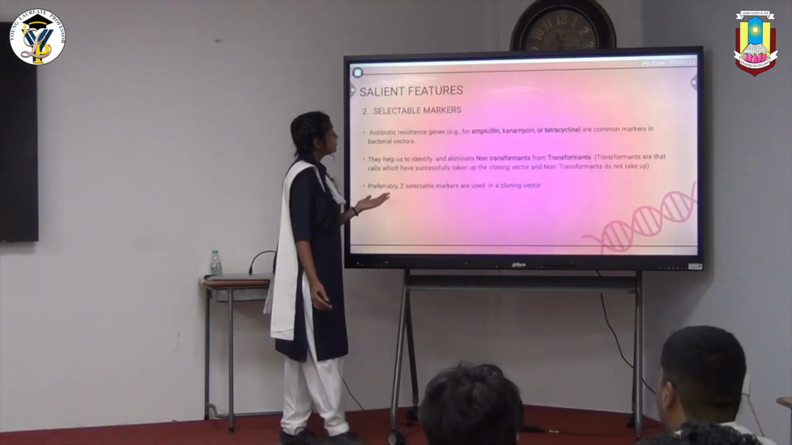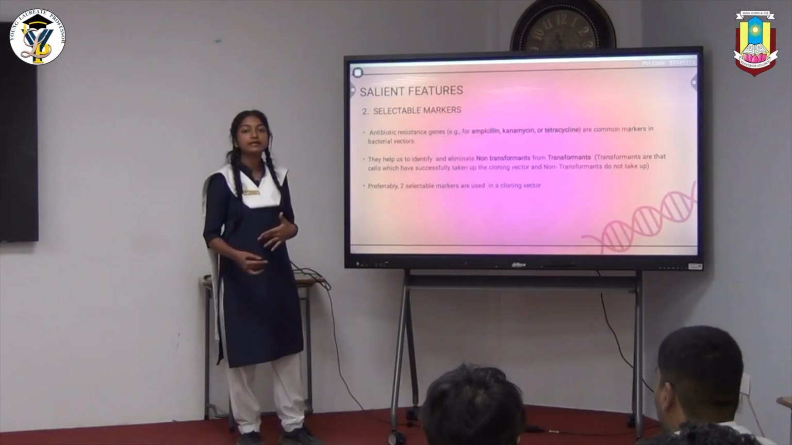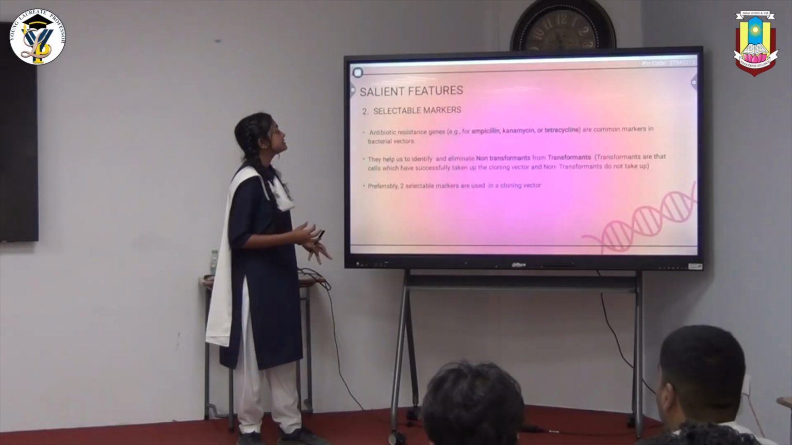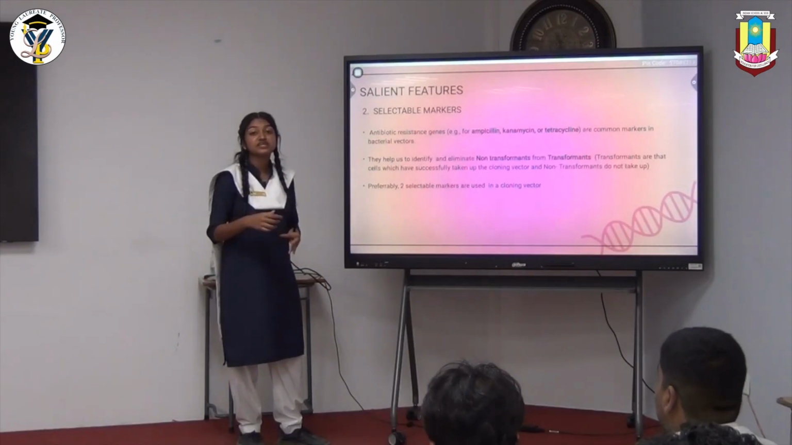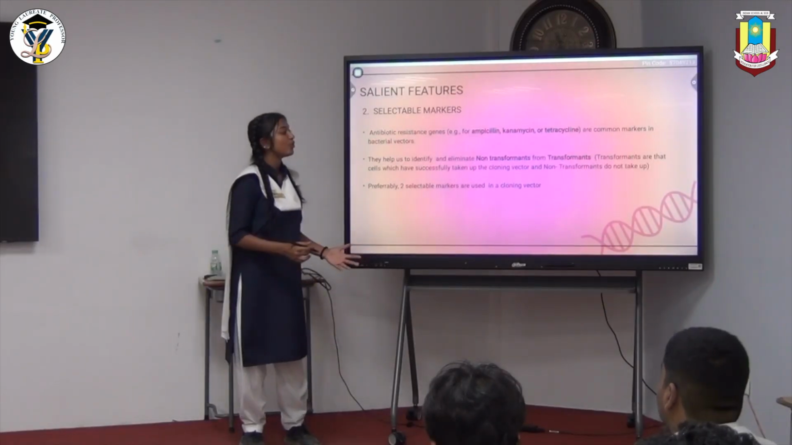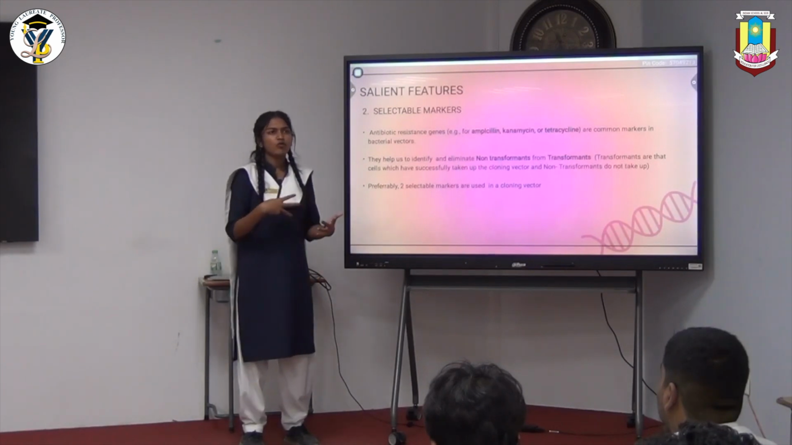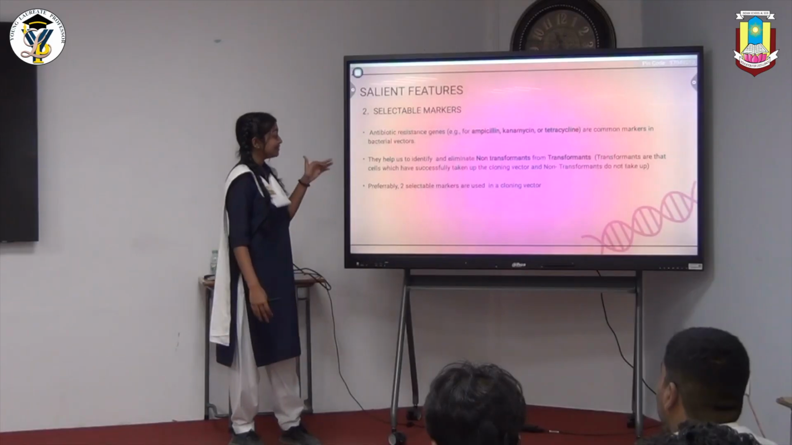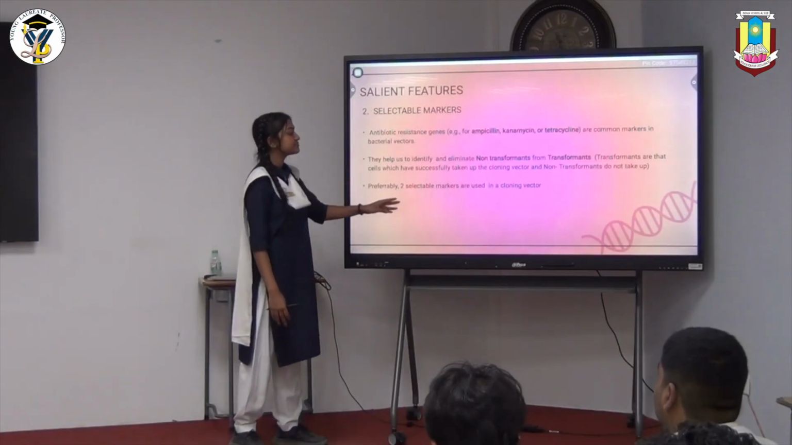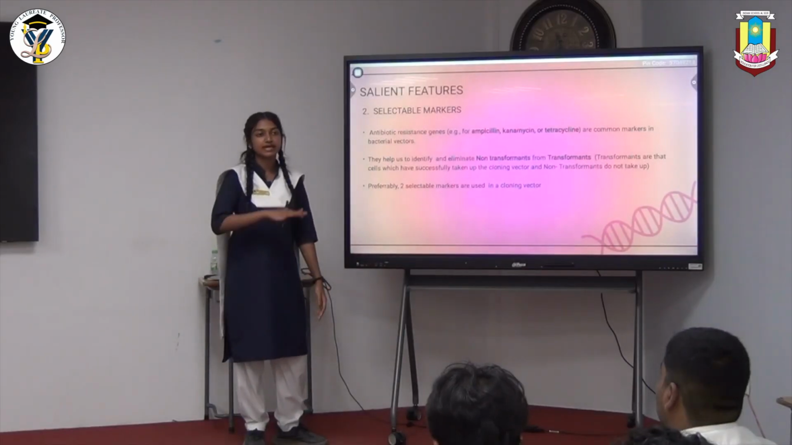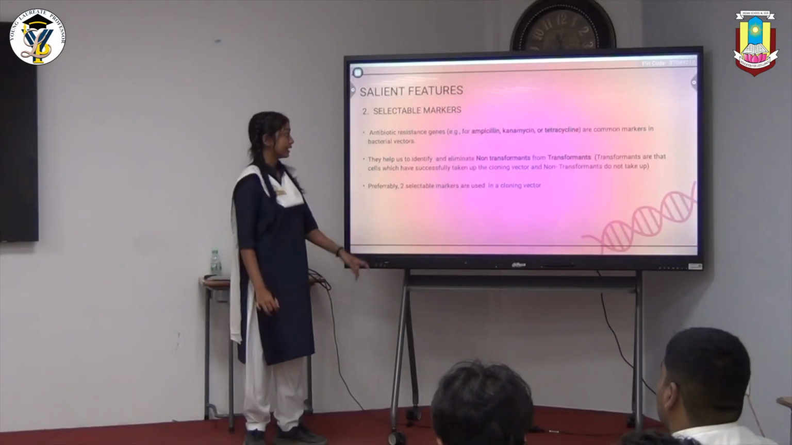The next salient feature that we will be discussing is selectable markers. Now, selectable markers are these specific genes which help us to identify between non-transformants and transformants. Now, what are non-transformants and transformants? Transformants are cells which have successfully taken up the cloning vector, and non-transformants are vice versa. They have not taken up the cloning vector.